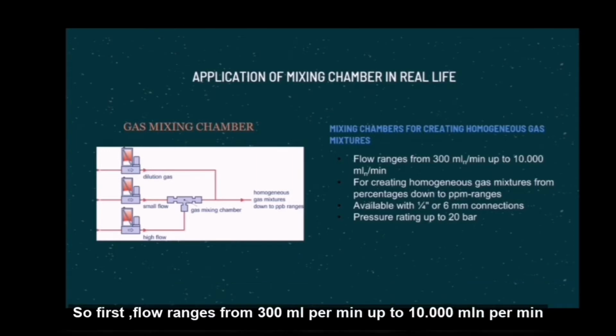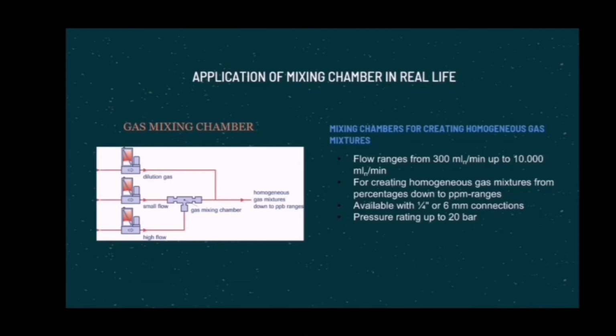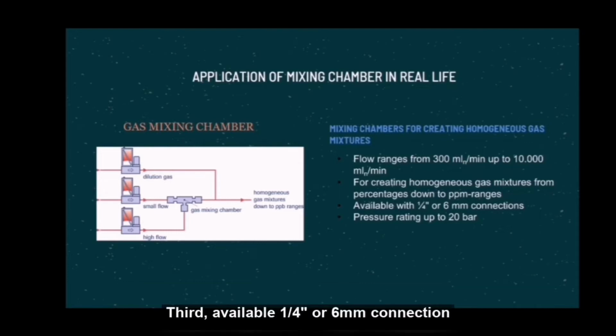And there are conditions needed for a mixing chamber to create a homogeneous gas mixture. First, flow range of 300 milliliter per minute up to 10,000 milliliter per minute. Second, for creating homogeneous gas mixture from the percentage down to the ppm range. Third, available with a quarter or 6 millimeter connection. And lastly, pressure rating up to 20 bar.